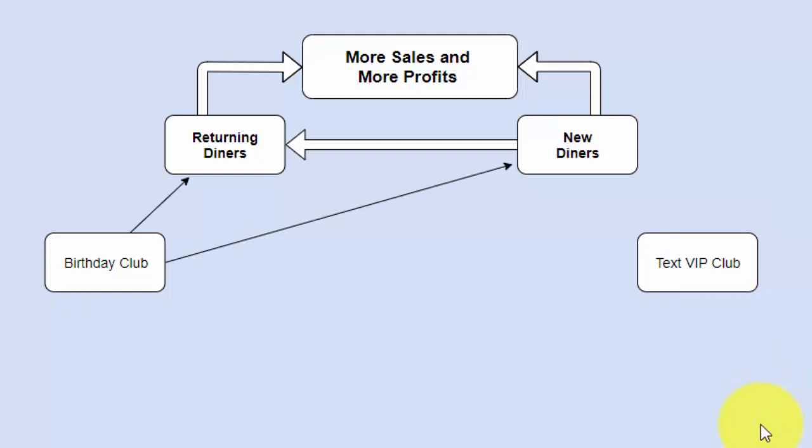The VIP club is an enhanced version of the birthday club, because when you've got hundreds of people in your birthday club, why not tempt them to return to you on a regular basis instead of just when it's their birthday? With the VIP club, you can send an offer by text to every member of your birthday club every single month. So that is hundreds or thousands of people receiving your offers every month and tempting them to come back to you time after time.